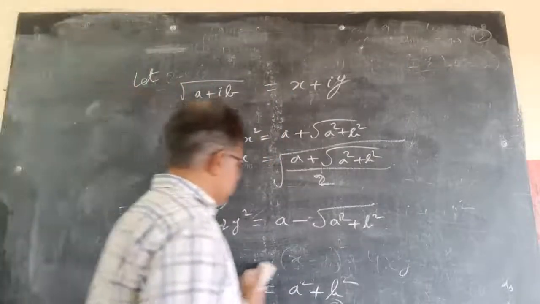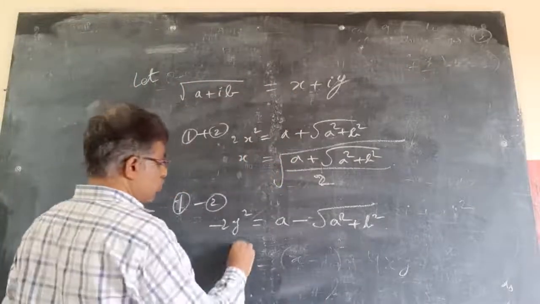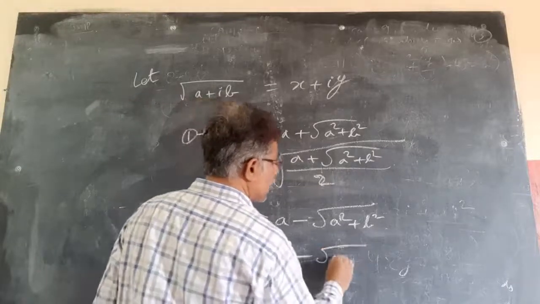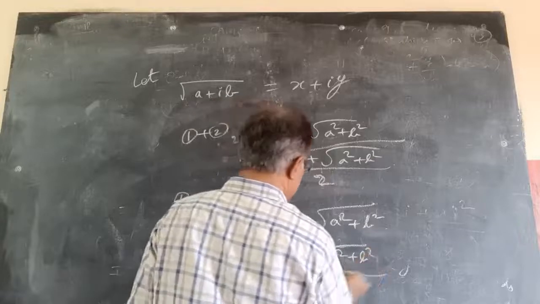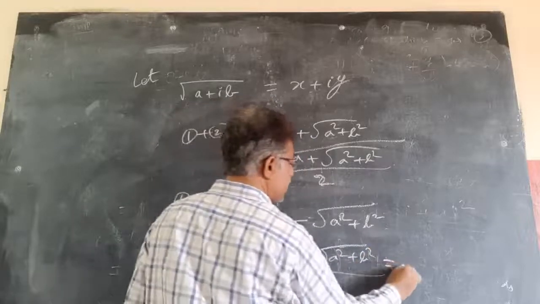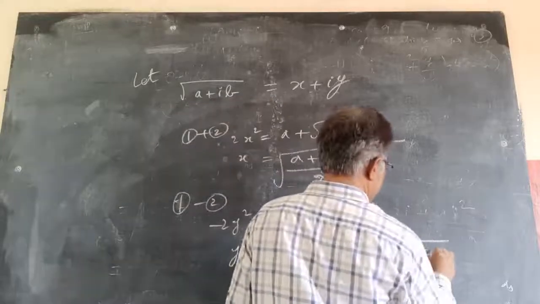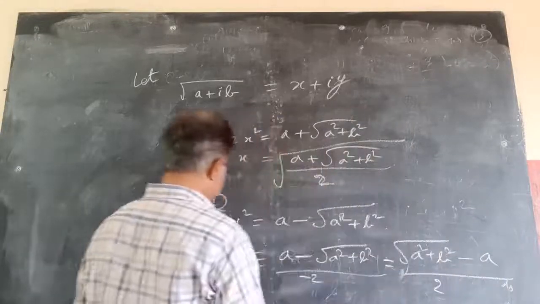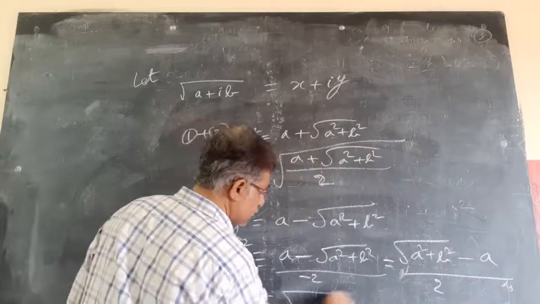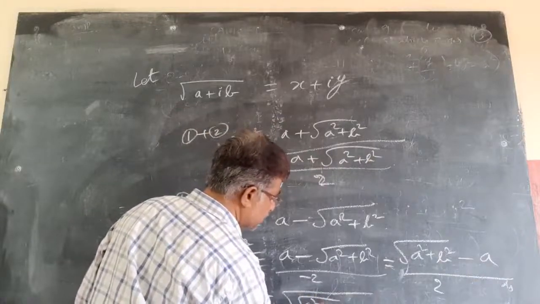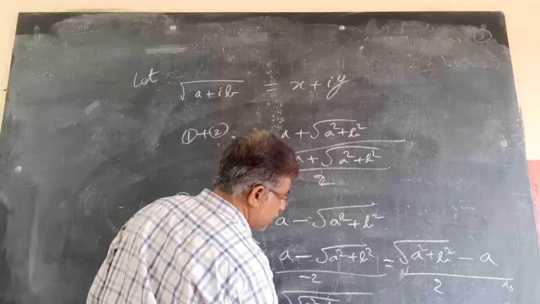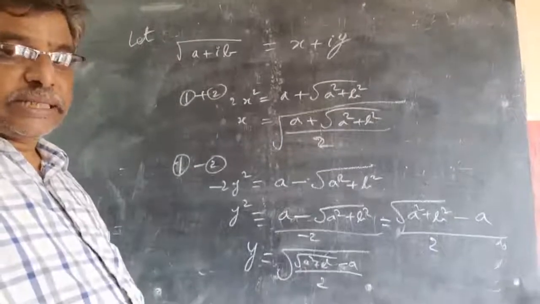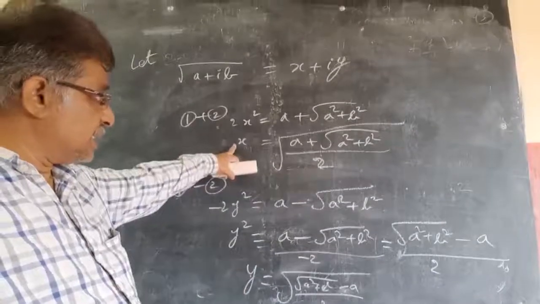So this 2 goes to the side, minus 2y square equals a minus root of a square plus b square by minus 2. If I take minus common, it is root of a square plus b square minus a by 2. So y is the square root of this: root of a square plus b square minus a by 2. Like this I will get x, and this is y.